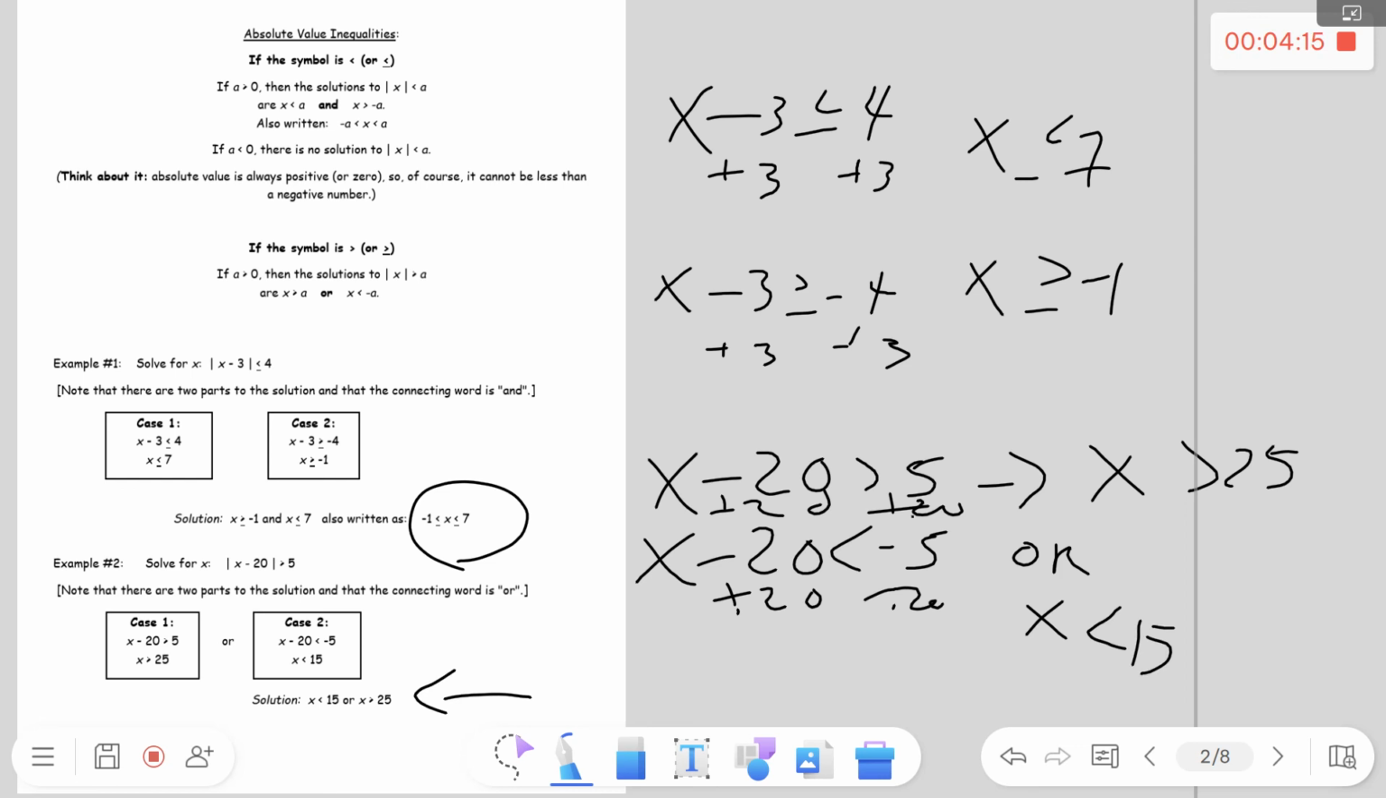Okay? Now, there's no such number that lives between that's greater than 25 and less than 15, so this is why this is the or. Okay? It's your conjunction and versus your disjunction or. You have to remember that situations can be that it lives on either side. We'll see more real-world examples of this when we start getting into word problems.